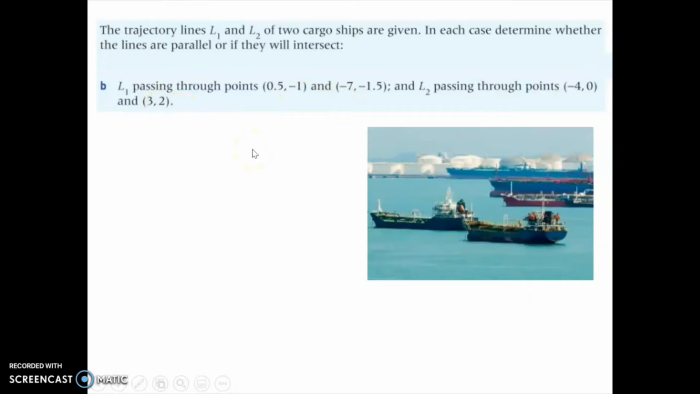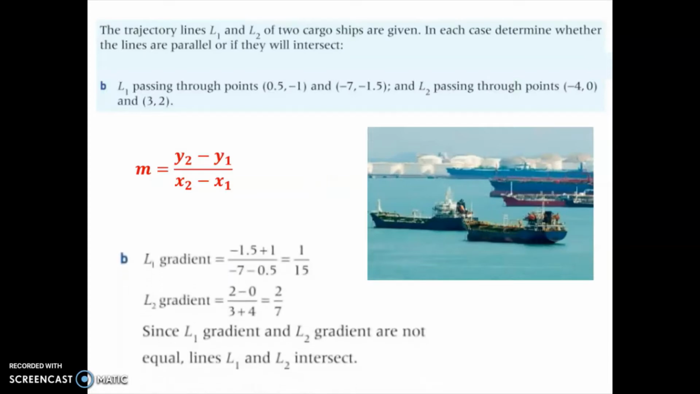Well, how do we know two lines are parallel? We know they are parallel if the slopes are equal. So how about using the slope formula for line 1 and also for line 2, finding both slopes, and then you can answer the question, are the ships parallel or not? So here are the slopes. For line 1, you should have a slope of 1 over 15. Check your work here. For line 2, the slope should be 2 over 7.